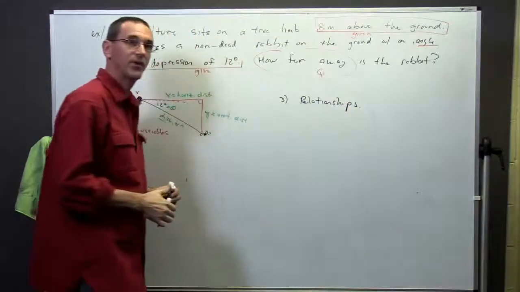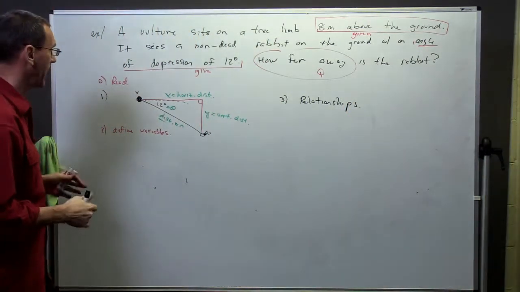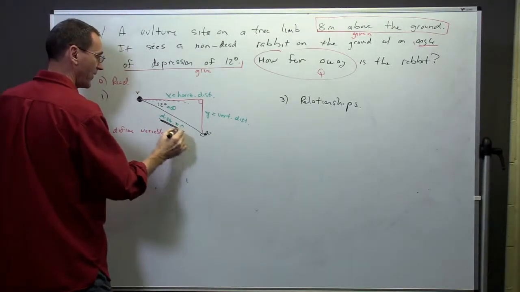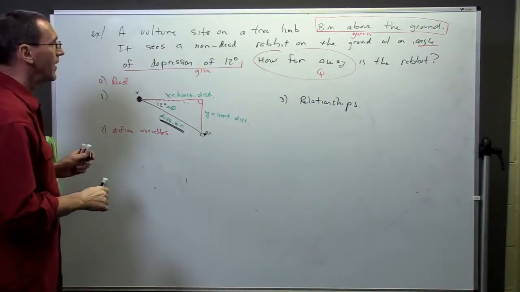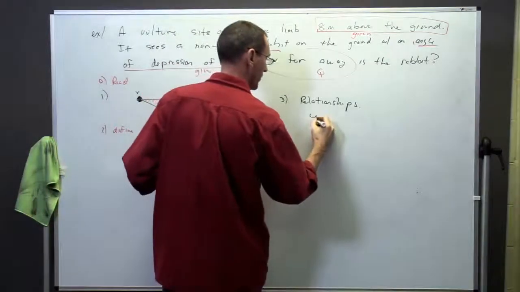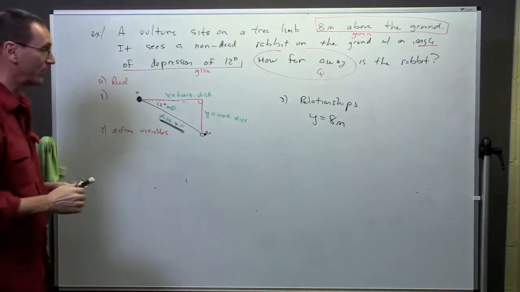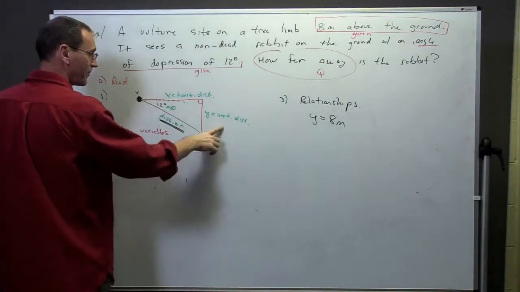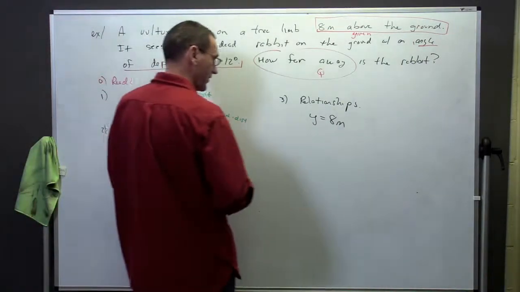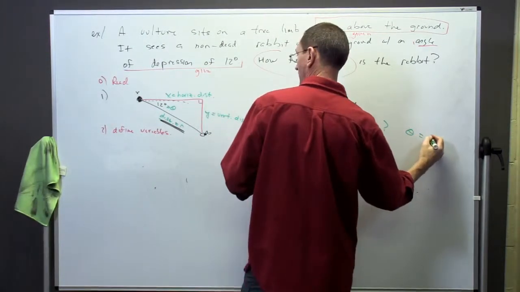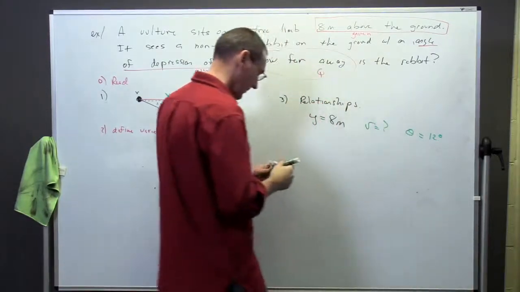And now I've got to figure out what are the relationships that I have between these things. Now, here's the thing. I know that y is 8 meters. It's a big tree. And let's see, I don't know r. But I know that theta is 12 degrees.